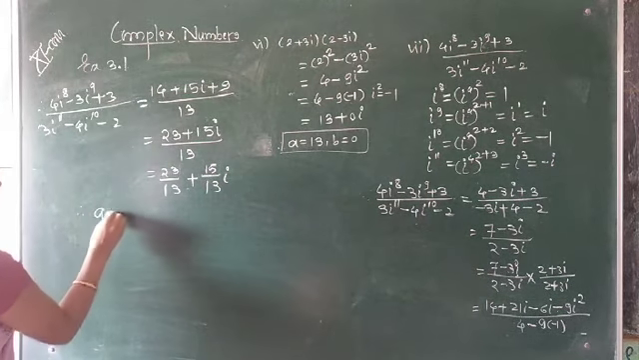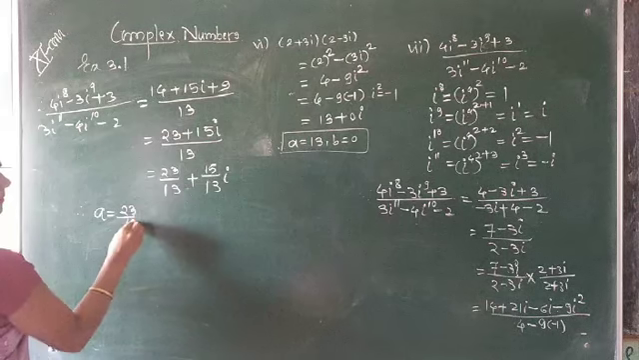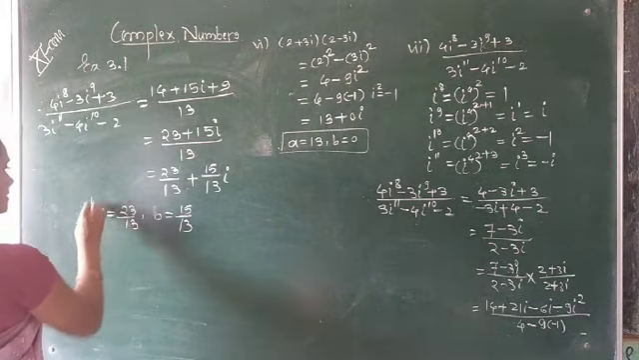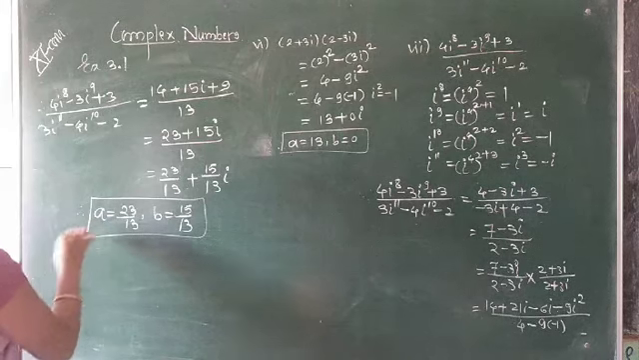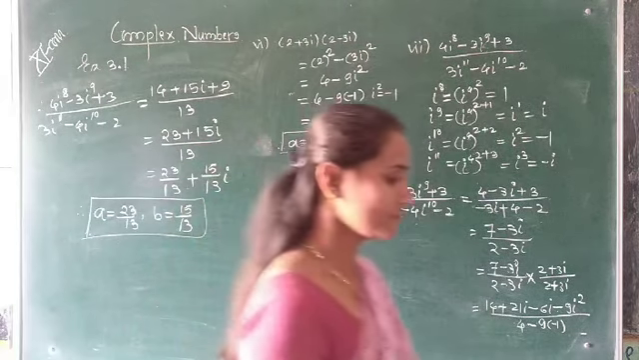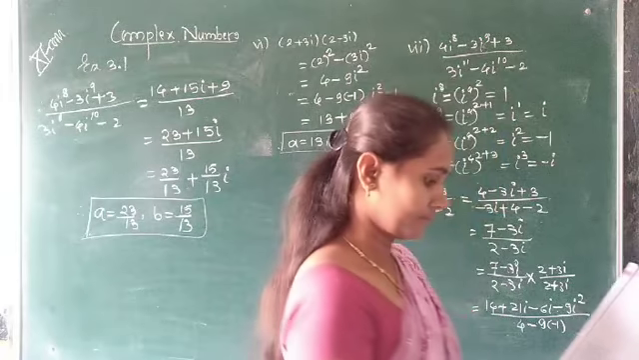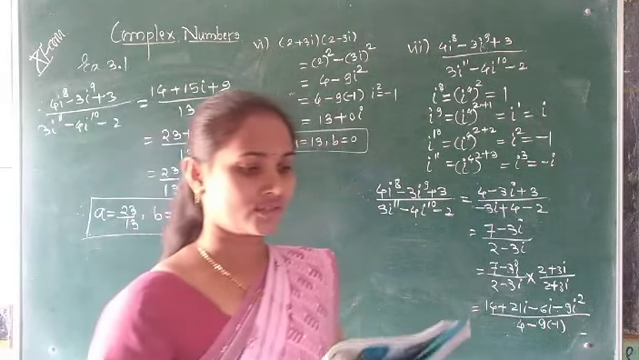Therefore a is equal to 23 upon 13, and b is equal to 15 upon 13. These are the values of a and b. Now see the next question. That is question number 3.